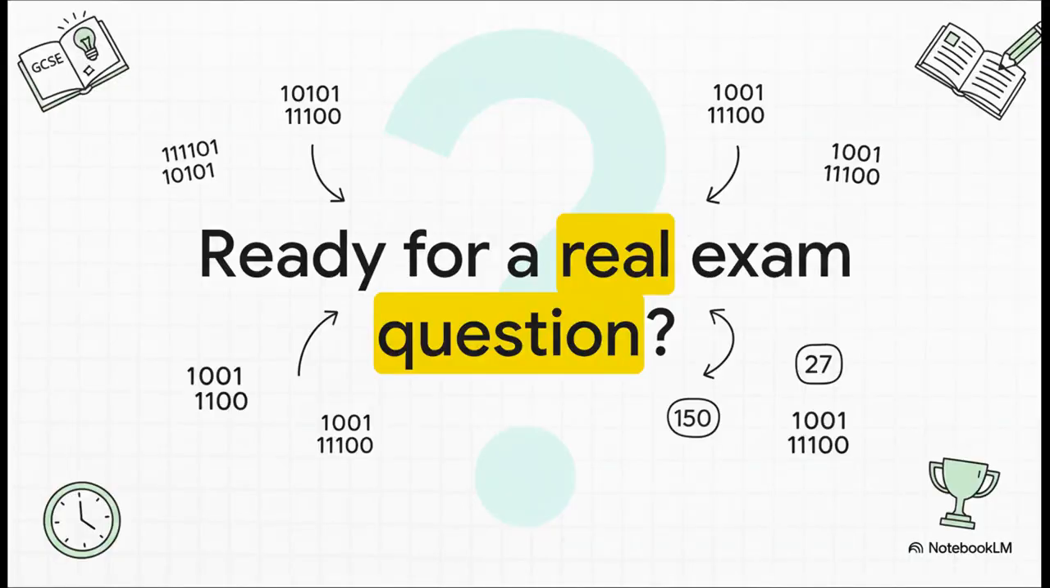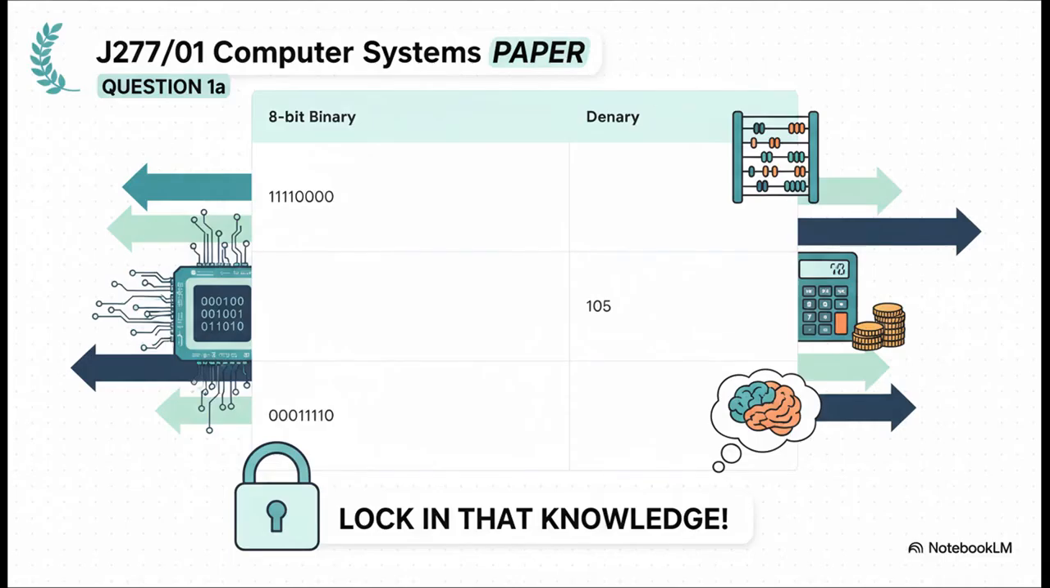Okay, let's dive right in by tackling a real question from a recent OCR exam paper. Honestly, there is no better way to prep than by working through the exact kind of problem you're going to face on exam day. So this is it. Question 1A from the J277/01 Computer Systems paper. It's a classic conversion table, and it's worth 3. Count 'em. 3 crucial marks. Let's solve it together, step by step, so you can see exactly how it's done.